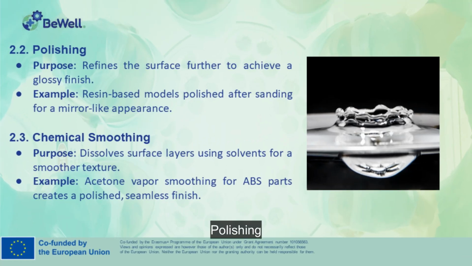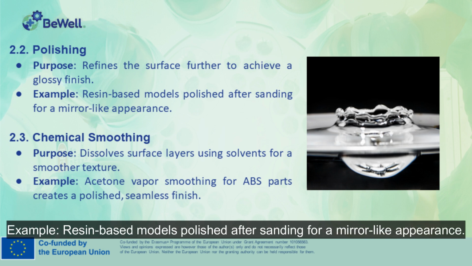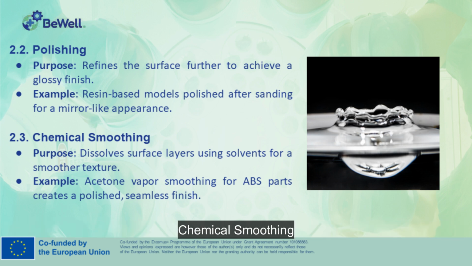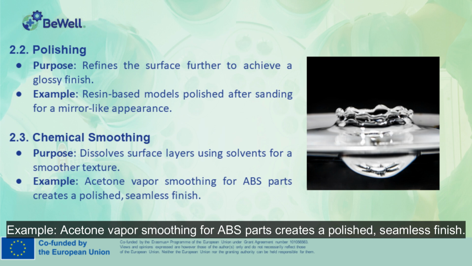Polishing. Purpose, refines the surface further to achieve a glossy finish. Example, resin-based models polished after sanding for a mirror-like appearance. Chemical smoothing. Purpose, dissolves surface layers using solvents for a smoother texture. Example, acetone vapor smoothing for ABS parts creates a polished, seamless finish.